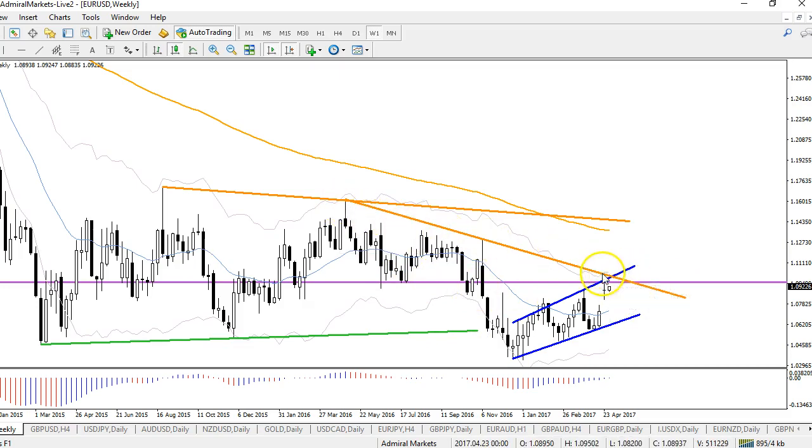You have the top of the Admiral Keltner band, which is part of the MetaTrader 4 Supreme Edition, and you see also the top of a channel. You see the blue lines indicating a bullish channel so far. So from my perspective, plus of course the round level of 110.